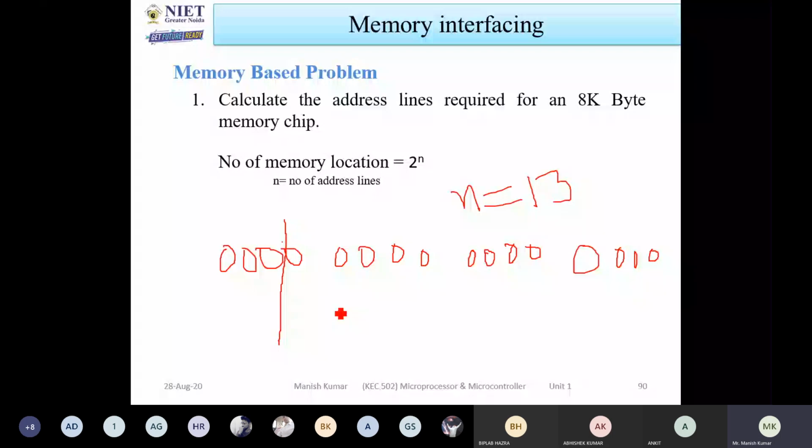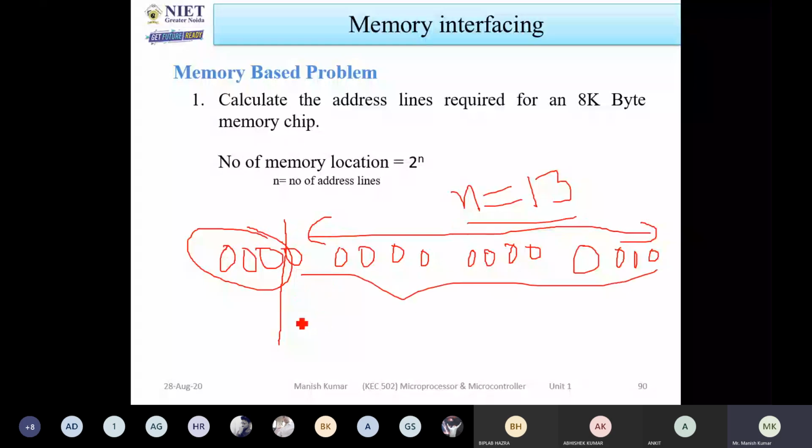But the remaining 3 bits will be used by any logic devices. We'll discuss later how you can connect with the logic devices when we interface with the memory. First I am asking only the range. If the 13 bits are there, the minimum range is this. What about the maximum range?